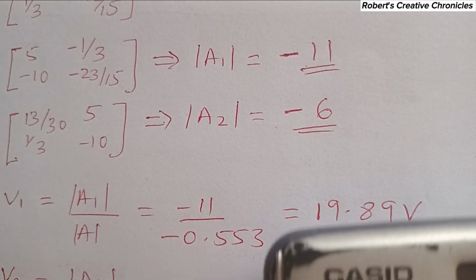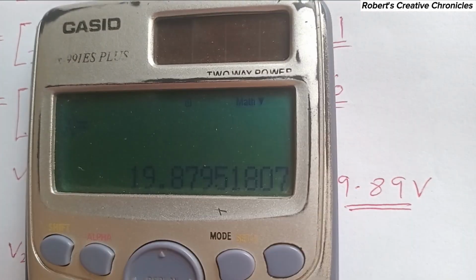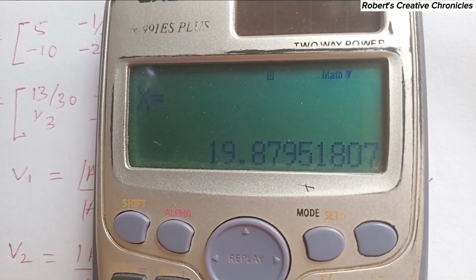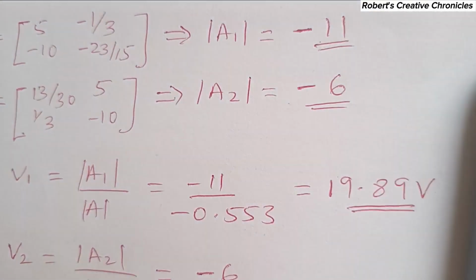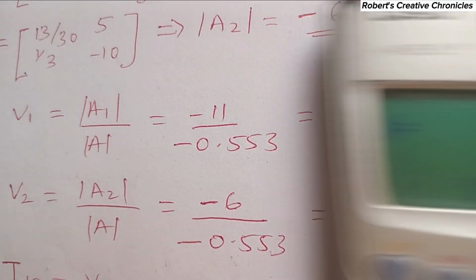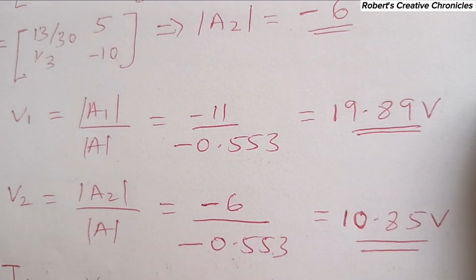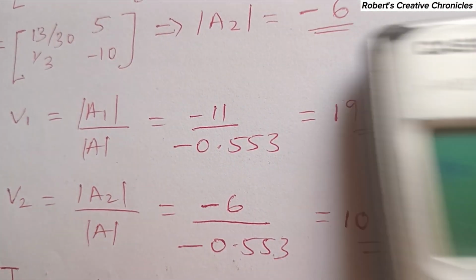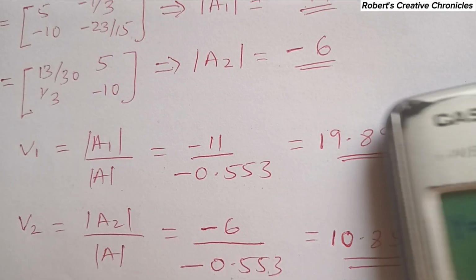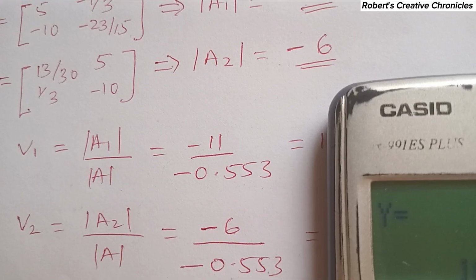The one we got when solving it, you see 19.89. But this one is 19.88. If you approximate, it's still the same thing. Then V2 is what? 10.85. So the same thing. So you can use this method sharply to get the answer quicker.